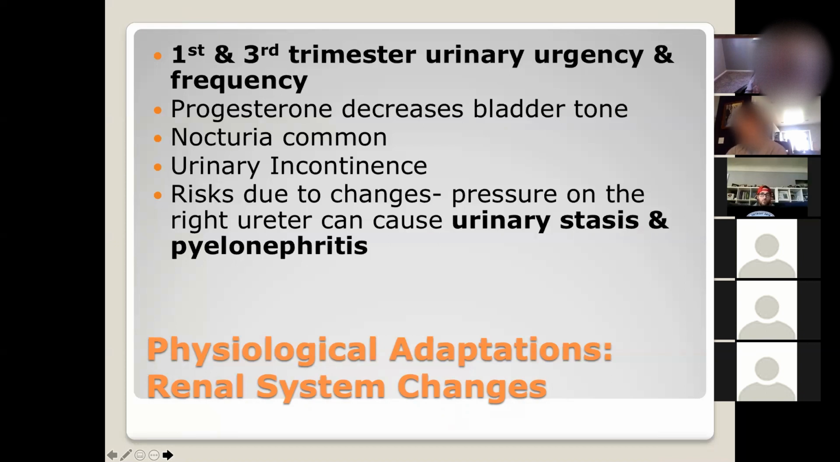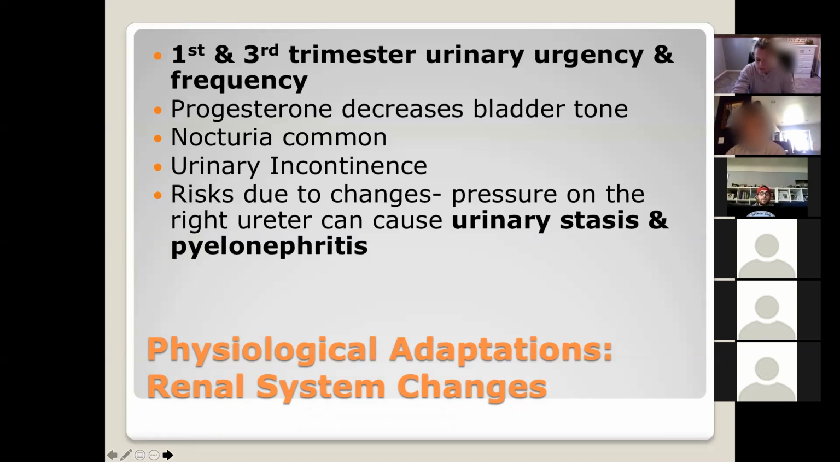They get a lot of backflow of urine a lot of times, which can cause pyelonephritis, so that inflammation of the kidneys, urinary tract infections. So they're at higher risk for that. Okay. That progesterone, remember, that relaxes things, so it decreases that bladder tone also, which causes that woman to have that urgency and frequency a lot also.